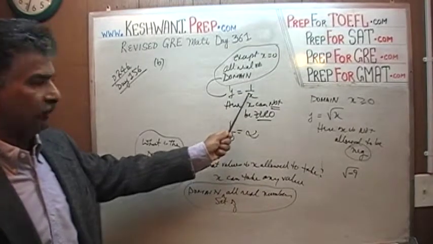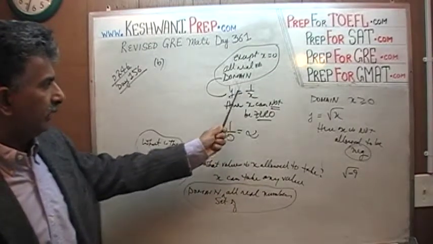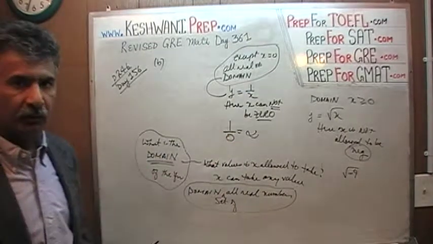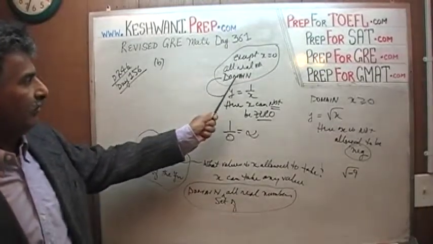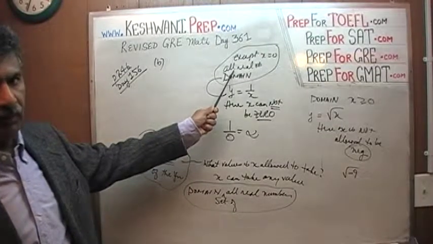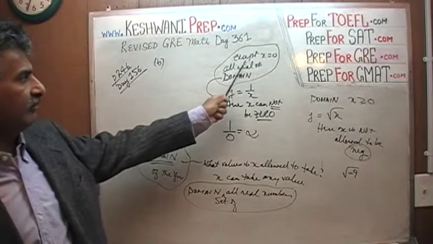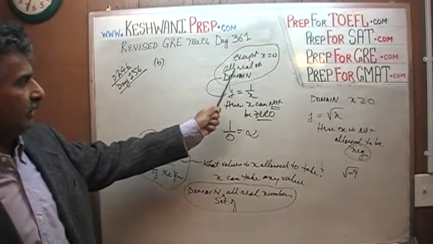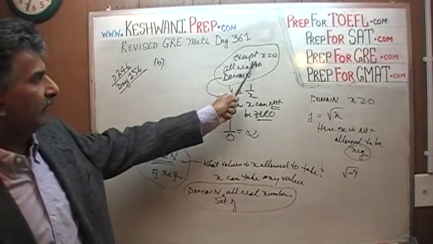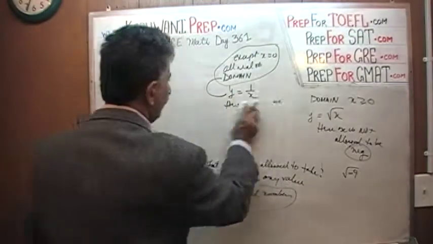If somebody were to ask you what's the domain of this function, y is equal to 1 over x, the answer is, its domain is all real numbers. X can be whatever it wants to be as long as it is not 0. Domain is the set of all real numbers except x equal to 0.